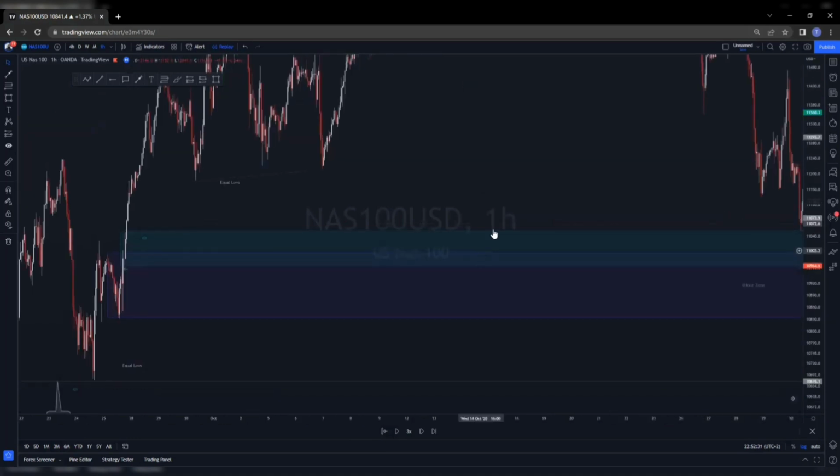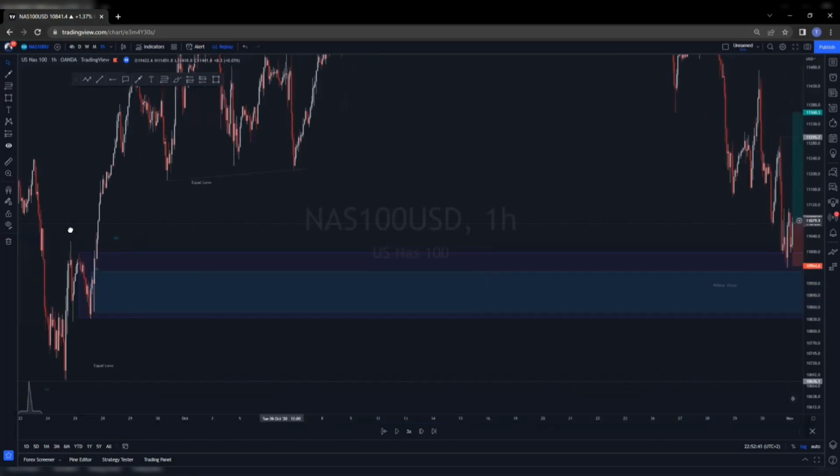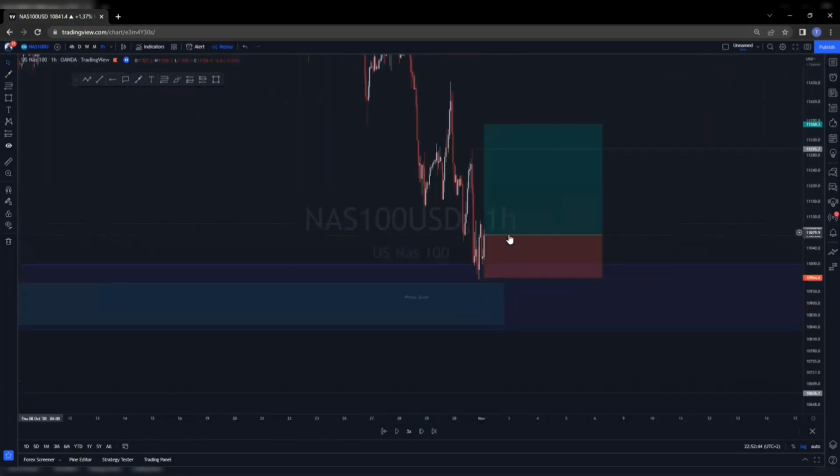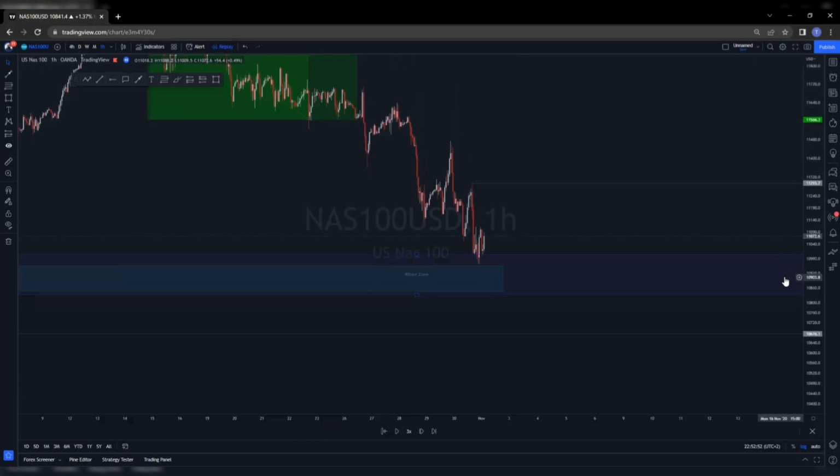Okay, so it broke it. We have a fair value gap here. So it means I will trade from this right here. Right, so I'm expecting the market to fill in that fair value gap. So never mind about this trade. I'll place a limit order here.